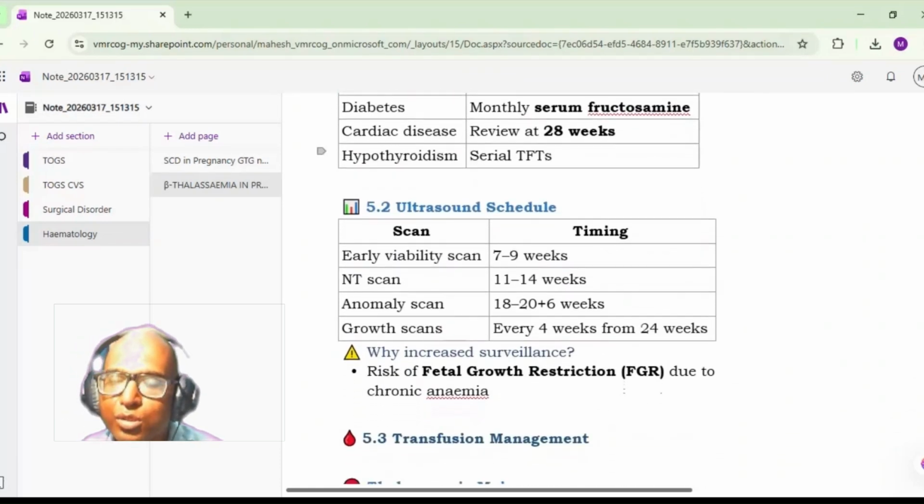Okay. So coming to the ultrasound, which are done in these patients. So early viability scan around 7 to 9 weeks of gestation. Then NT scan as usual 11 to 14 weeks of gestation. Anomaly scan around 18 to 20+6 weeks of gestation. And growth scan will be required every 4 weekly from 24 weeks of gestation, as the FGR can happen in these patients. So risk of FGR due to the chronic anemia.